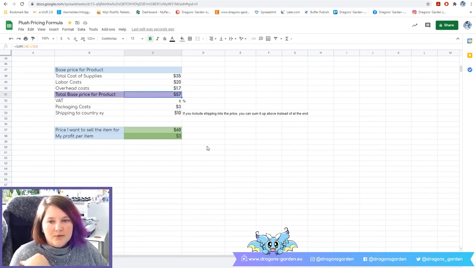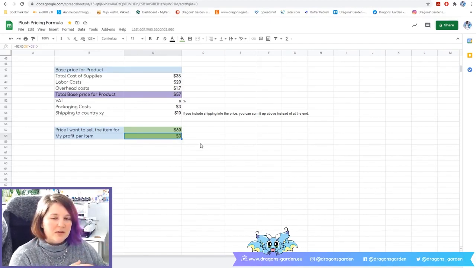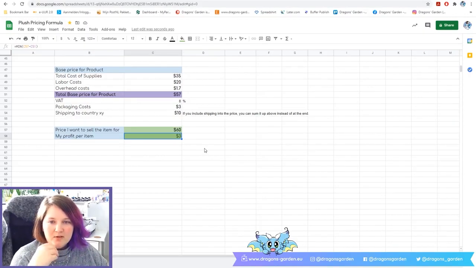So I took this price without the rest. And let's say I want to sell a plushie for $60 because my total was $57. But this means that I only have the profit of $3, and the profit normally is what you would invest back into, let's say, buying a new yard of fabric or buying a new machine or anything. So it's just the profit that you would get per each item.